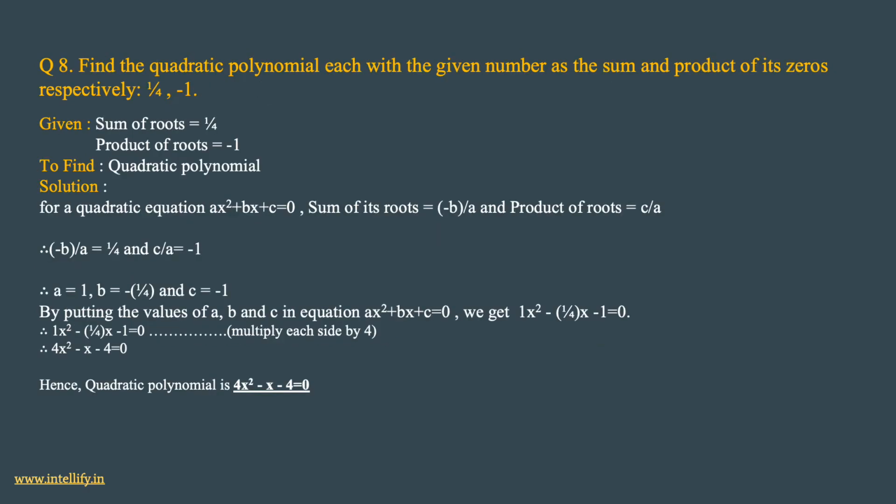Question number 8. Find the quadratic polynomial, each with the given number as the sum and product of its zeros respectively: 1/4, -1. Let's put what is given in the problem statement. Here sum of the roots is 1/4 and product of roots is -1. And we need to find the quadratic polynomial.